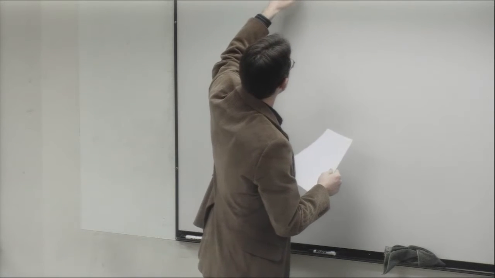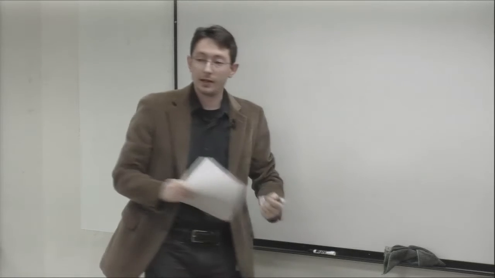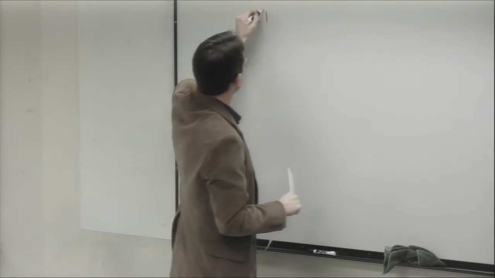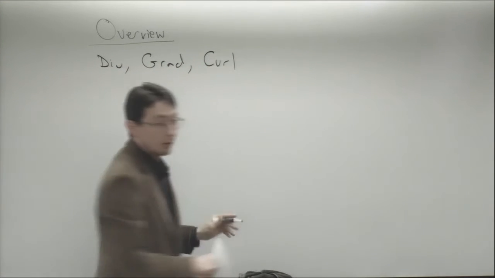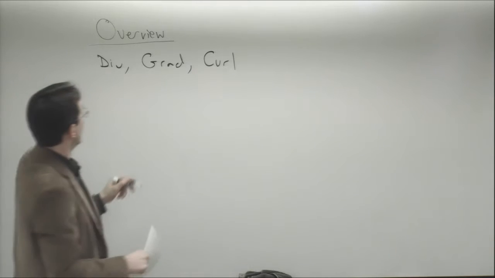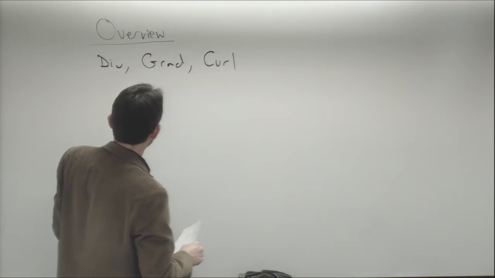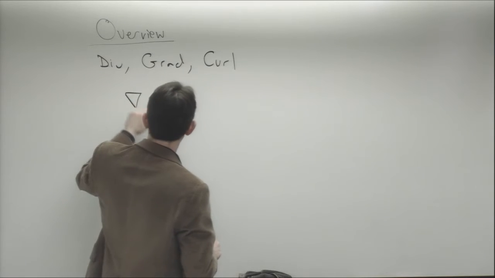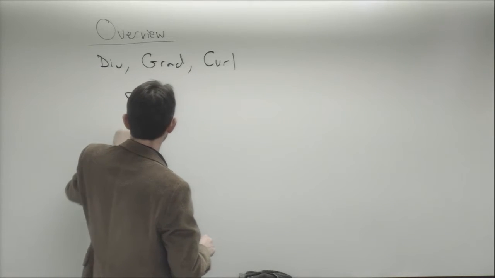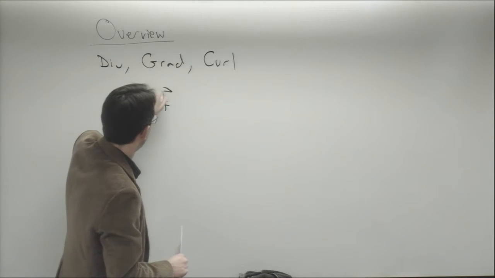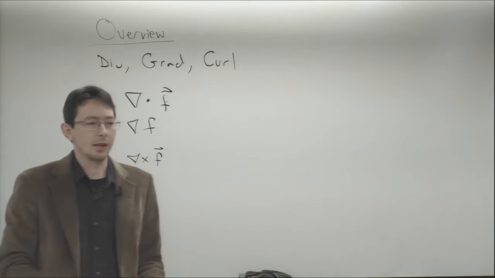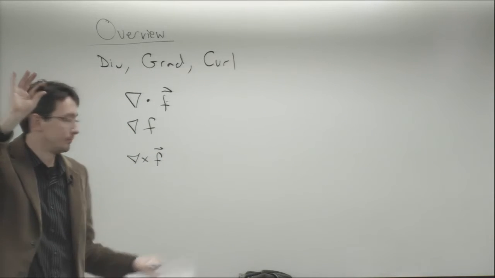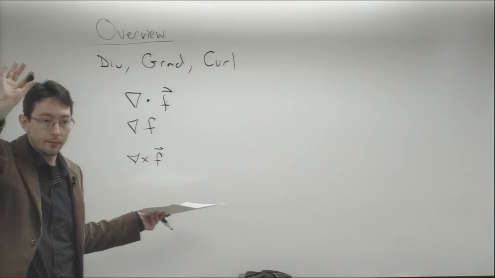Okay, so today we're going to be talking about div, grad, and curl. Okay, so the divergence, the gradient, and the curl of a function or a vector field. And we're going to do it using this symbol del or nabla. So the div is del dot, grad is del of f, and curl is del cross f. Okay, so I think everybody has used this symbol del before, right? Yep. Okay.